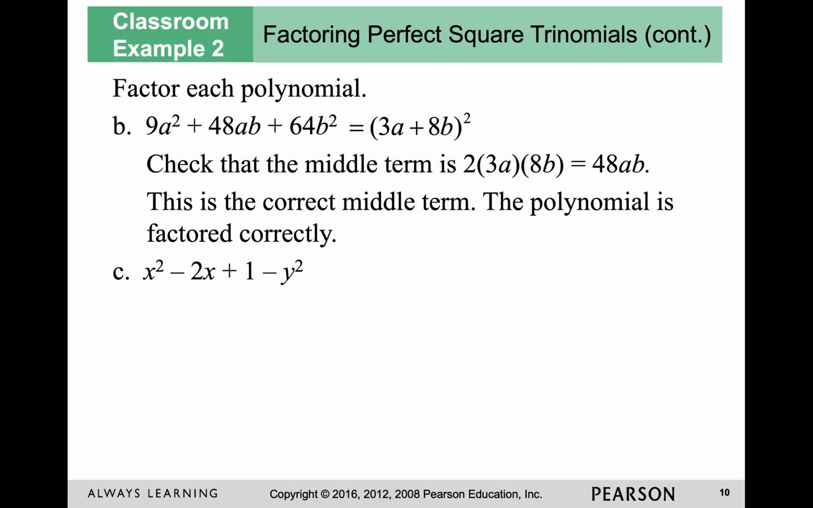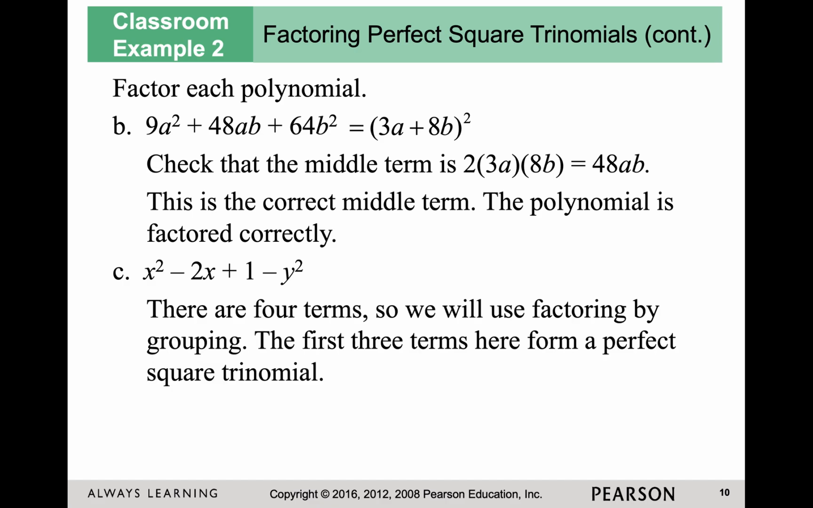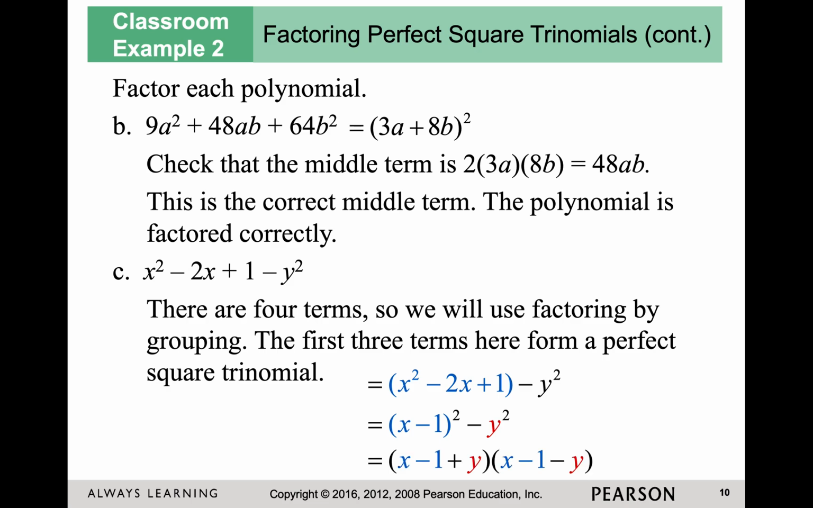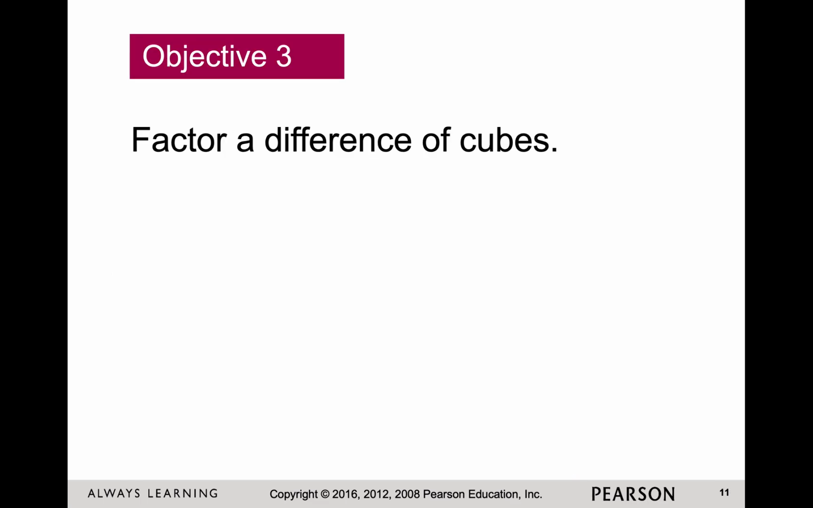X squared is going to be a perfect square. Y squared is going to be a perfect square, but we have to factor by grouping here because I have two middle terms. So when I do that, I'm going to group the first three terms together. And I know that they become x minus 1 squared because x squared is a perfect square, 1 is a perfect square, and 2 times x times 1 is 2. So that's where that's coming from, which you could then distribute the y squared to each term and simplify it.